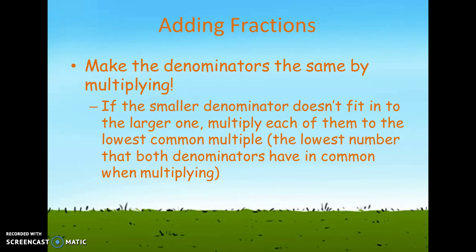Here are some summary sheets that you can use. We can also guide through this example. Now, always make sure the denominators are the same by multiplying. If a smaller denominator doesn't fit into the larger one, multiply each of them to the lowest common multiple. That is, the lowest number that both denominators have in common when multiplying.